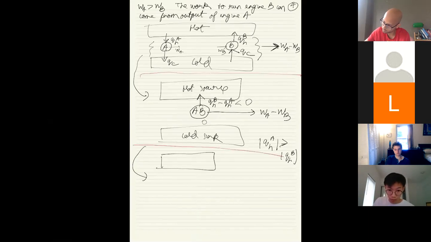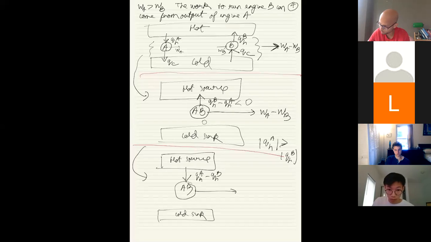This is going to look like, you have a hot source, an engine AB, and a cold sink is just sitting there, nothing is happening. This engine is taking heat Q hot A minus Q hot B, which we showed is positive here. And you are able to get work WA minus WB out of this.